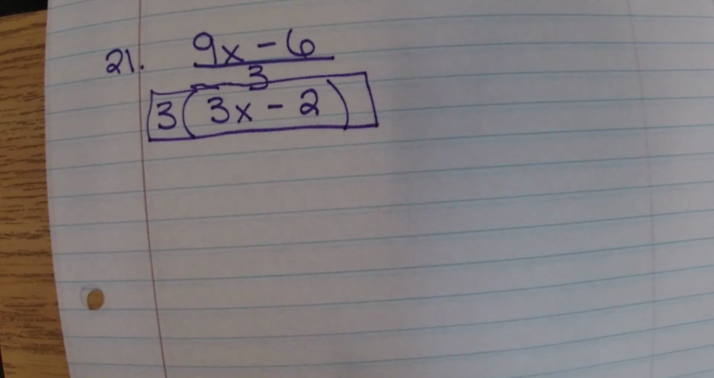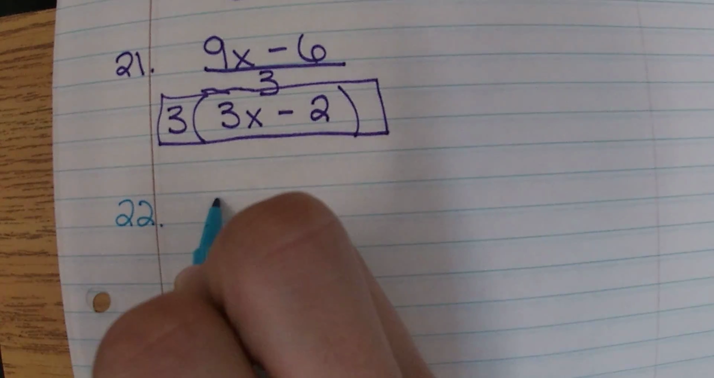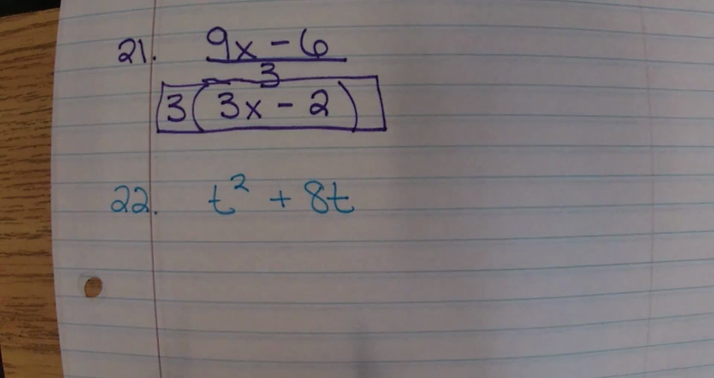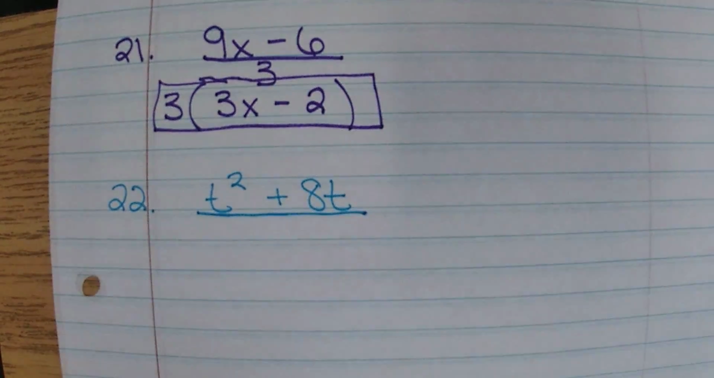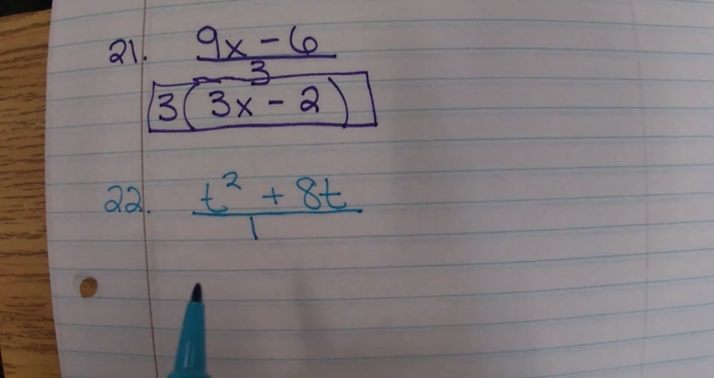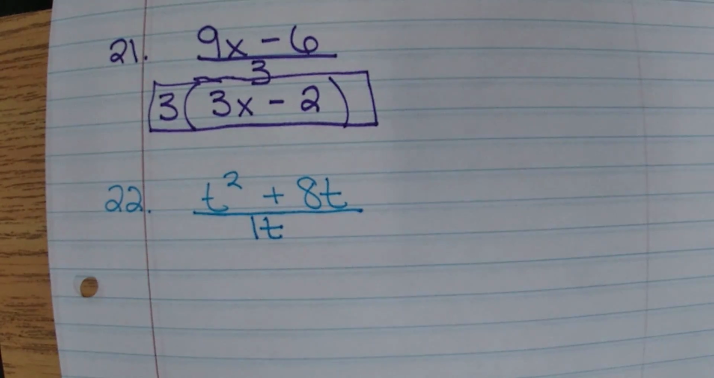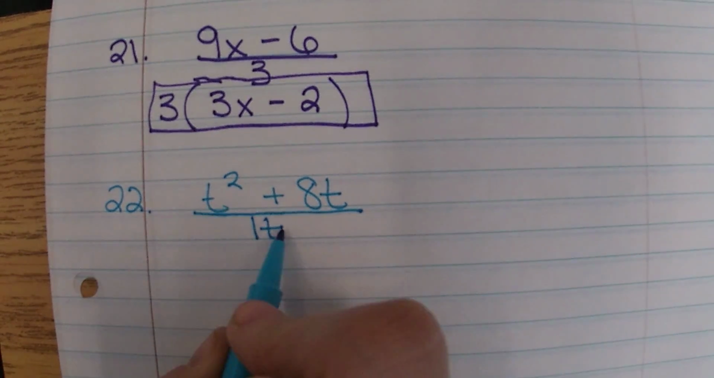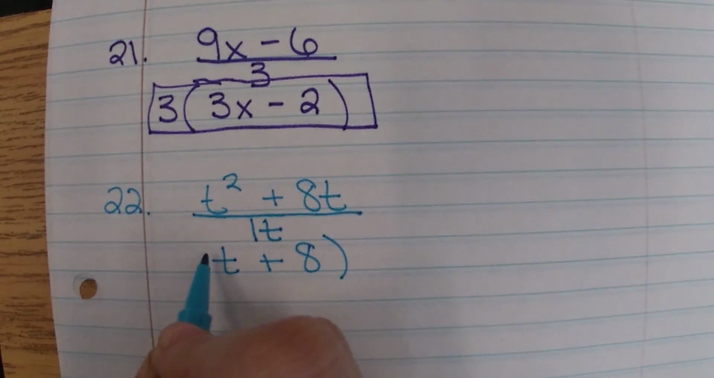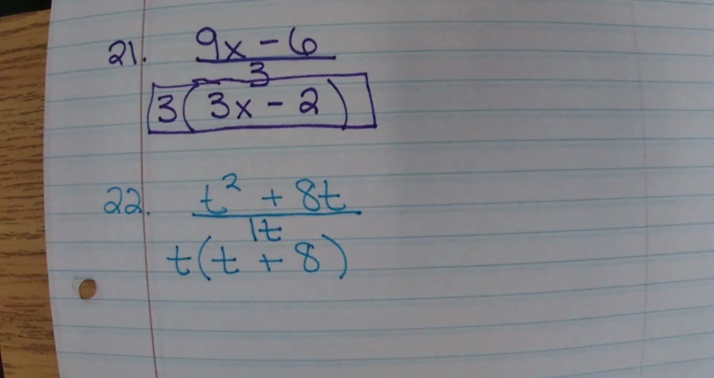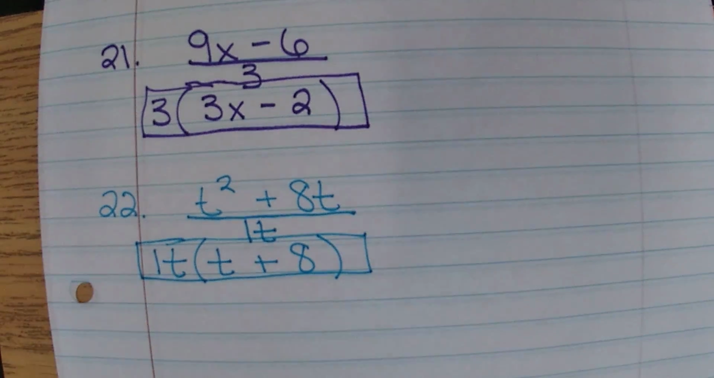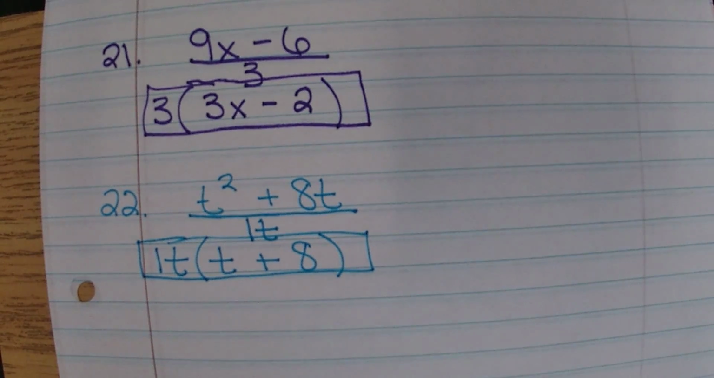Number 22 is t squared plus 8t. Okay, we don't have anything for a coefficient other than 1, but they do both have the variable. Smaller exponent is 1, so we can divide out that. We subtract exponents, which leaves us with the t plus 8. Nothing else to pull out. And so you can have t in front or you could have 1t in front. Either would be fine. We should have 1t and then in parentheses t plus 8.